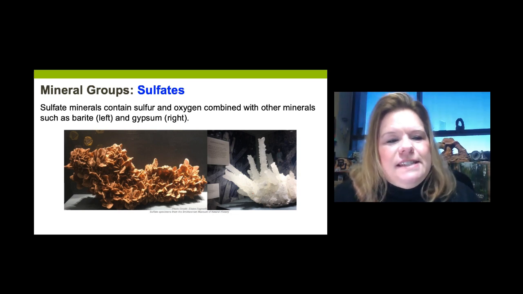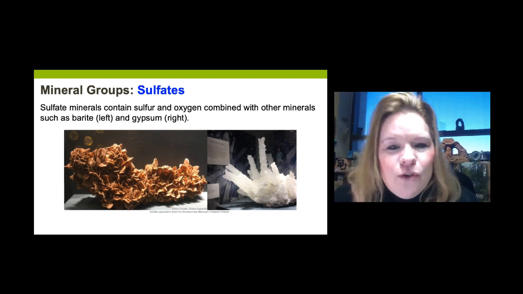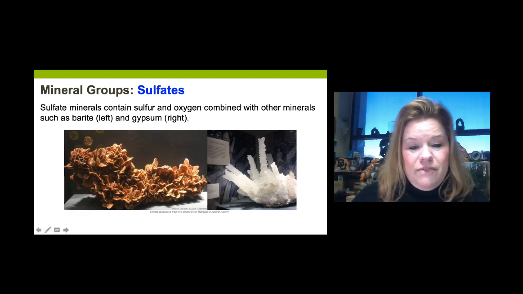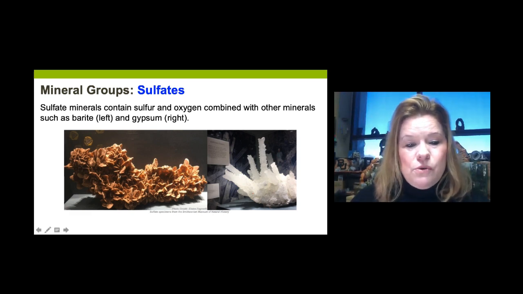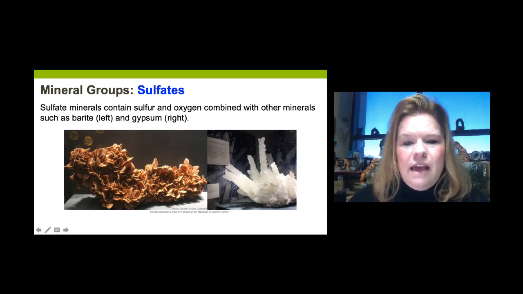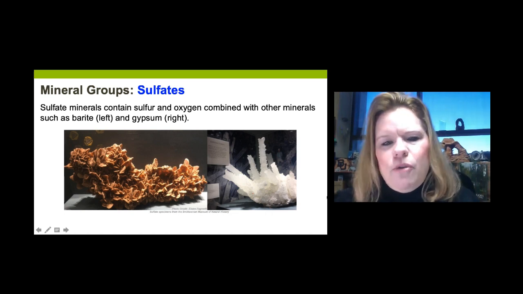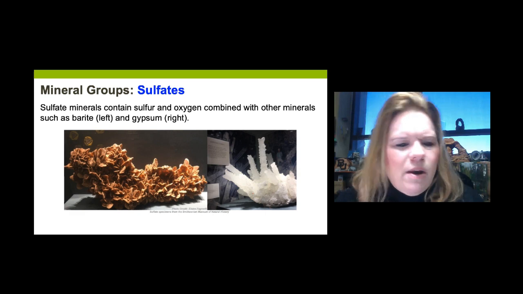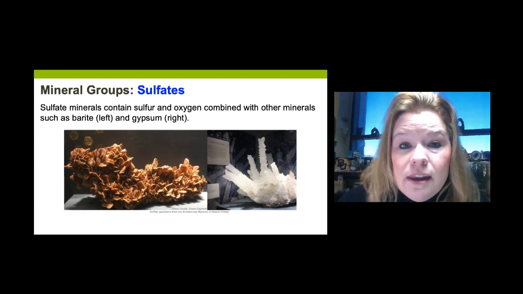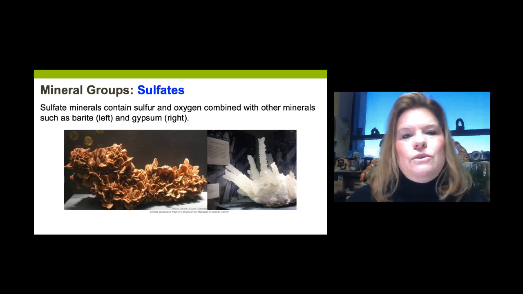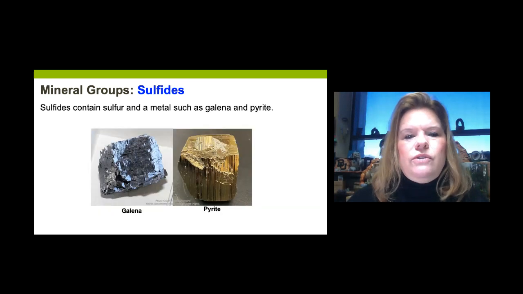What are sulfates? Sulfate minerals contain sulfur and oxygen combined with other minerals. So these are barite. I have some of this in the classroom, and these are beautiful specimens. These are from the Smithsonian. And then you have gypsum. Gypsum's super common. It's an evaporite. And then barite, while it's so beautiful, people ask how does it form that way? It's just the crystalline lattice. It's just how it forms. It's the mineral barite that makes those beautiful looking crystals.